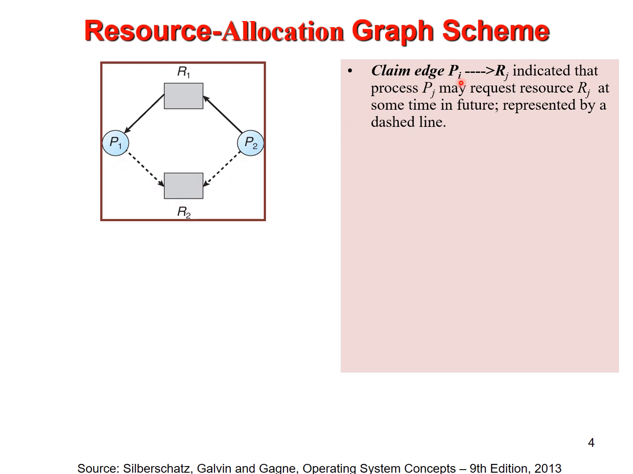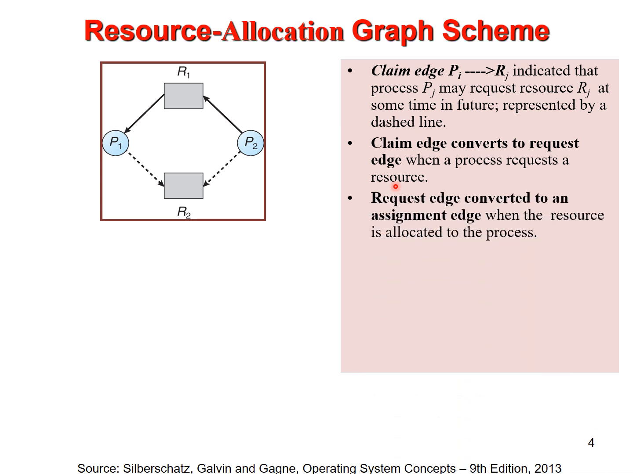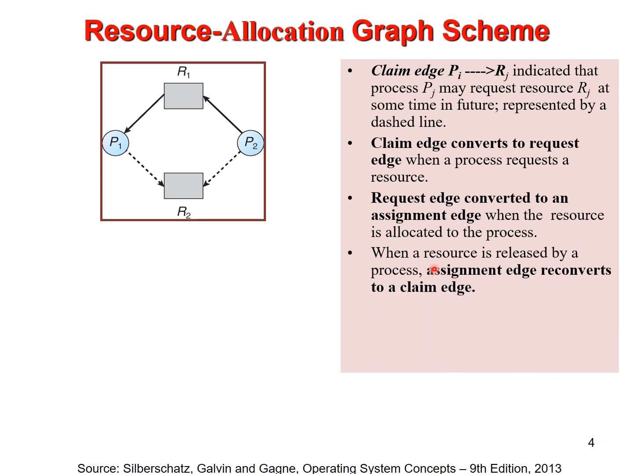This claim edge implies that the process P may request the resource R at some time in future, and at present it's represented by a dashed line. This claim edge will get converted to a request edge when a process is making a request to the resource. That request edge will be converted to an assignment edge when the resource is allocated to the process. When a resource is released by a process, the assignment edge reconverts to a claim edge.